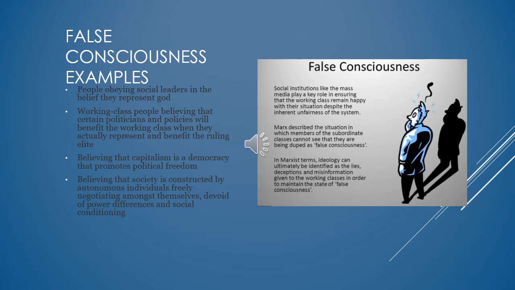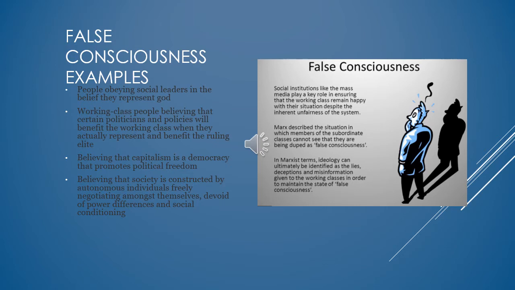And we're just going to look at the definition on the right-hand side with the little graphic. False consciousness. Social institutions like the mass media play a key role in ensuring that the working class remain happy with their situation despite the inherent unfairness of the system. Karl Marx, the purveyor of communism, described the situation in which members of the subordinate classes cannot see that they are being duped as false consciousness. So false consciousness, we believe we know what's going on, but really there's a veil that's separating us from the truth, and we just don't know it exists.